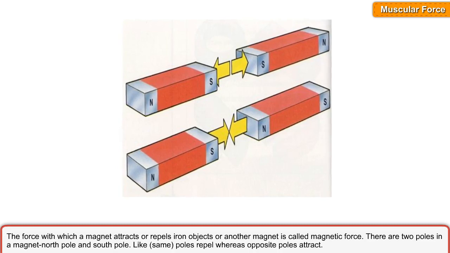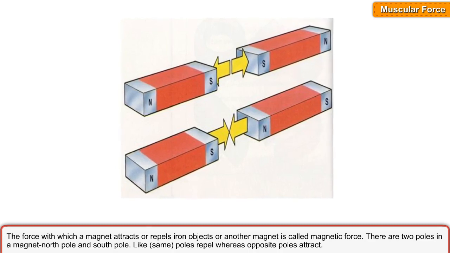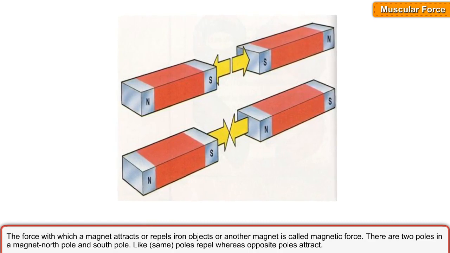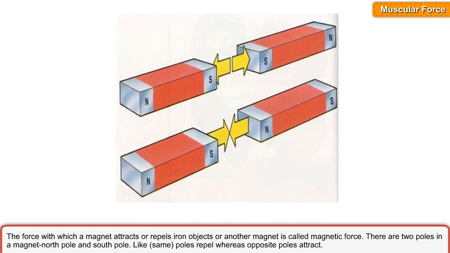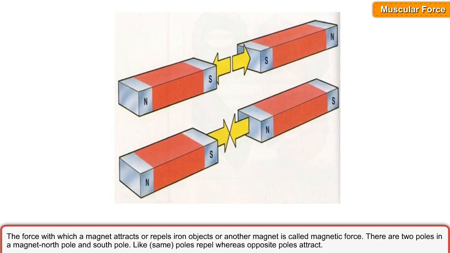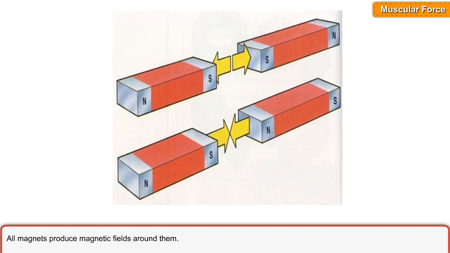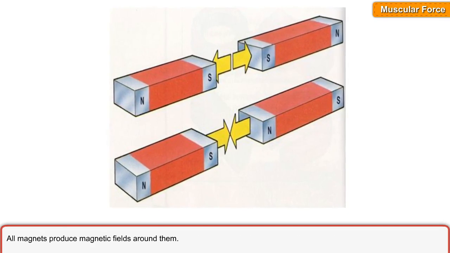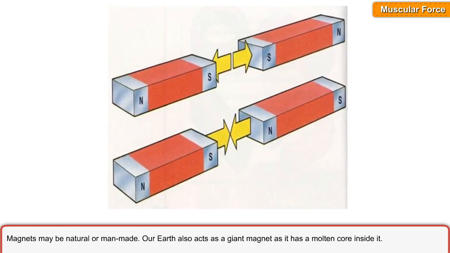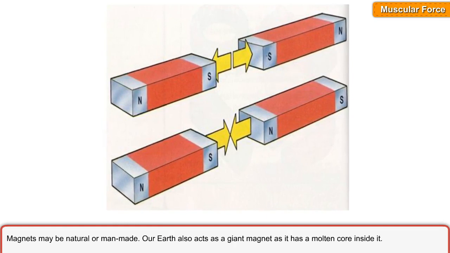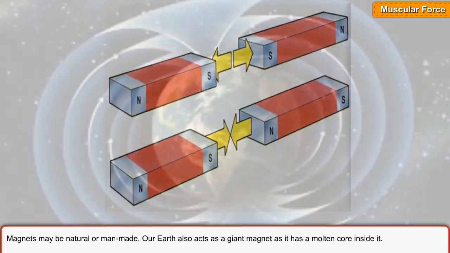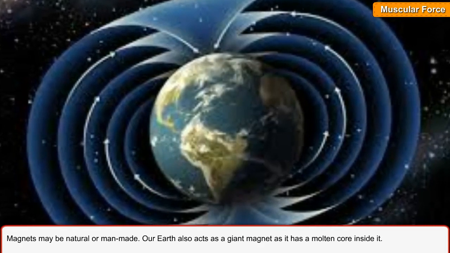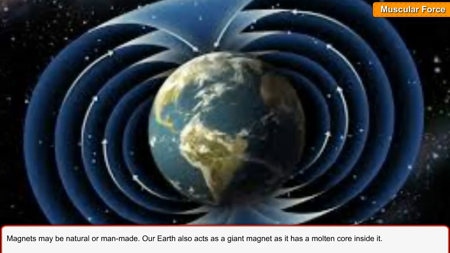There are two poles in a magnet, North Pole and South Pole. Like, same poles repel, whereas opposite poles attract. All magnets produce magnetic fields around them. Magnets may be natural or man-made. Our Earth also acts as a giant magnet, as it has a molten core inside it.